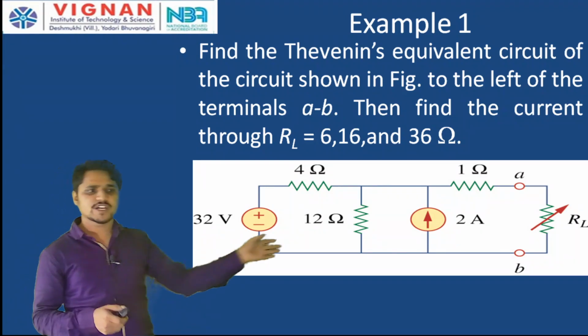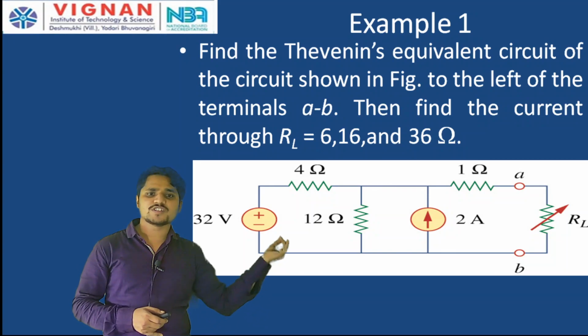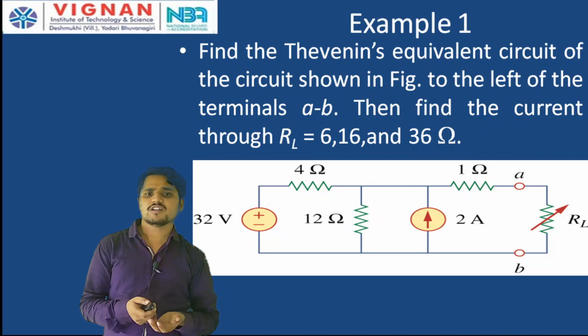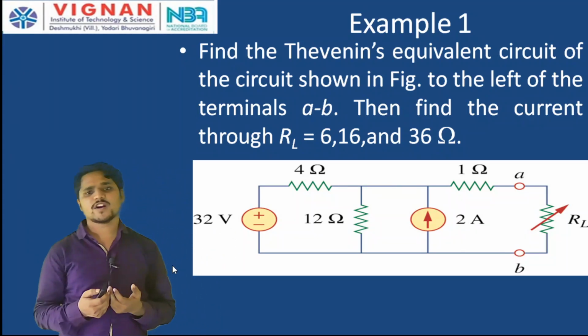That means when you change the loads, what is the current? Here RL is equal to 6 ohms. You replace this load resistance, and we can easily solve for the current once you obtain the Thevenin equivalent circuit for the given network. That is the importance of Thevenin's theorem.